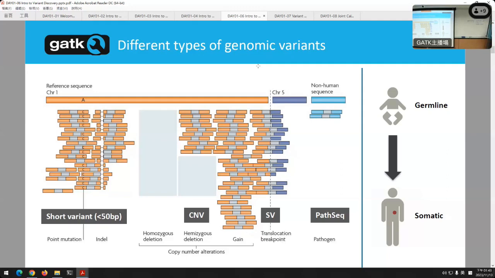Somatic is going to be on Wednesday, I think. I'll try to give you a little bit of background on both here, but after this, I'll focus on the germline.